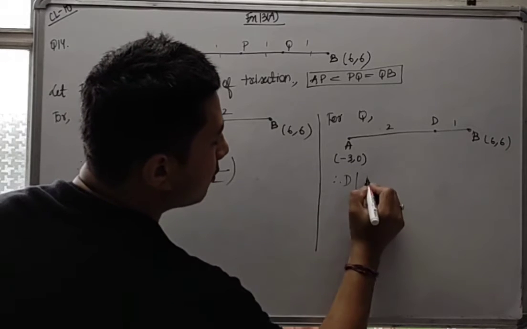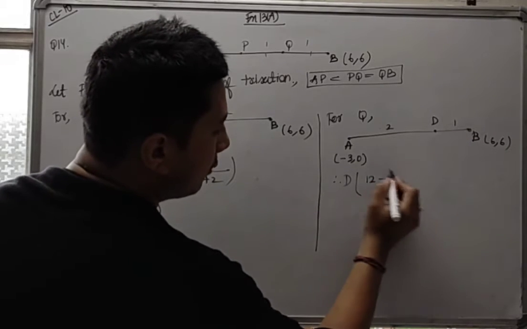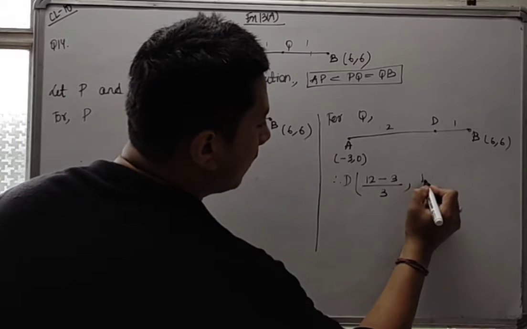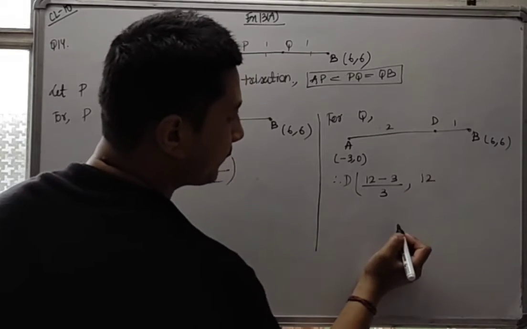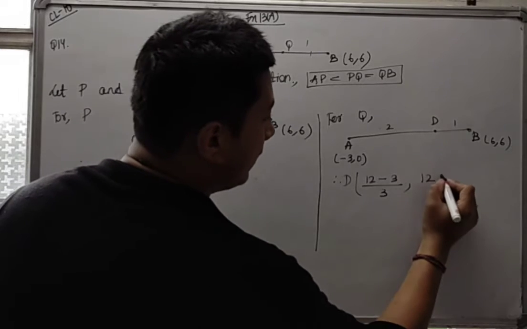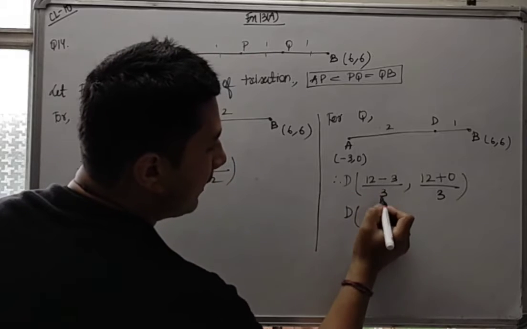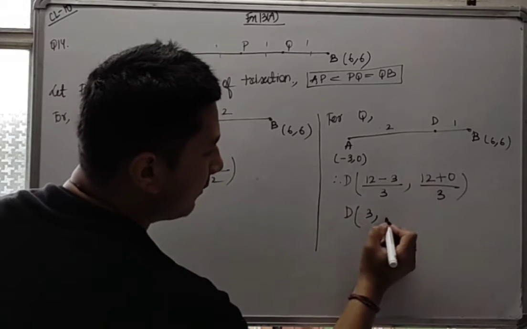So Q will have coordinates 2 into 6, that is 12, plus 1 into -3, that is -3, divided by 2 plus 1, which is 3, comma, 2 into 6, that is 12, plus 1 into 0, that is 0, divided by 3. So Q will be 9 by 3, that is 3, comma, 12 by 3, that is 4.